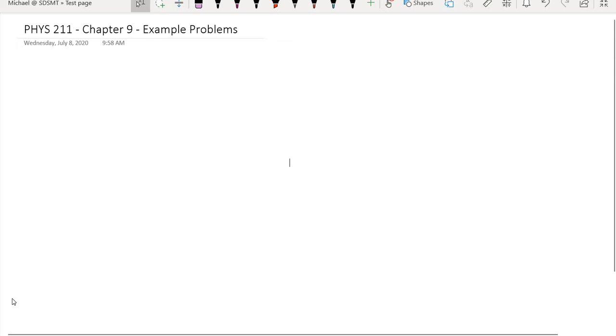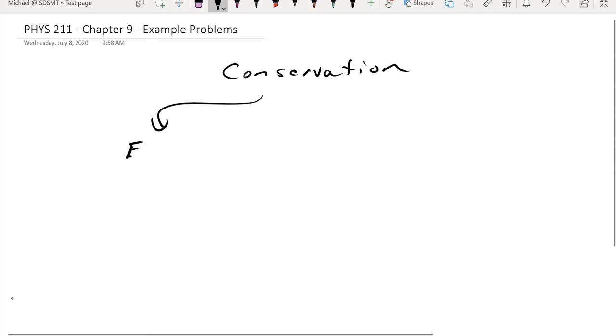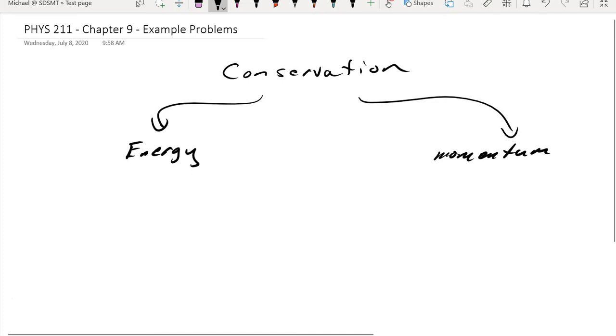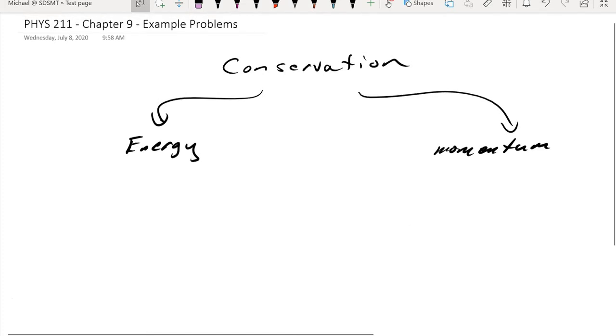And when it comes to these collisions, there are two types of conservation laws that we want to look at. We have the conservation of energy, and we have the conservation of momentum. And it is the conservation of momentum that was introduced in this chapter, which says that the momentum that we start with in the system has to equal the momentum that we end with in the system. And typically this is in reference to a collision.